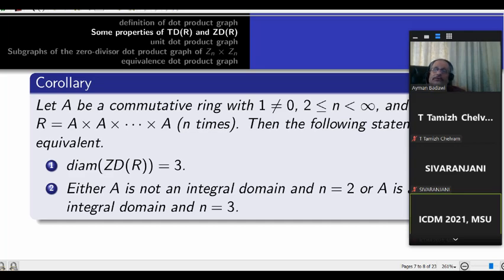Another property: what about in the same setting, what about if the diameter of the zero dot product graph is 3? What do I know about the ring A? I know that either A is not an integral domain and n equals 2, or A is an integral domain and n equals 3.